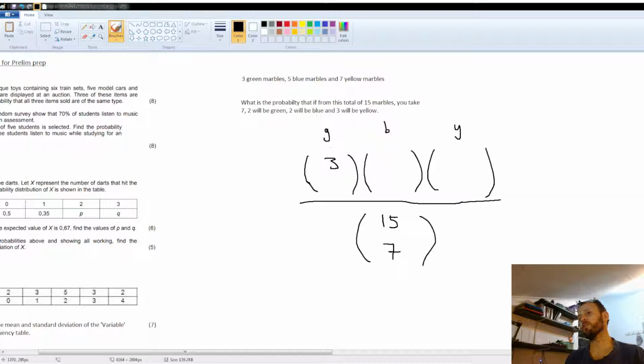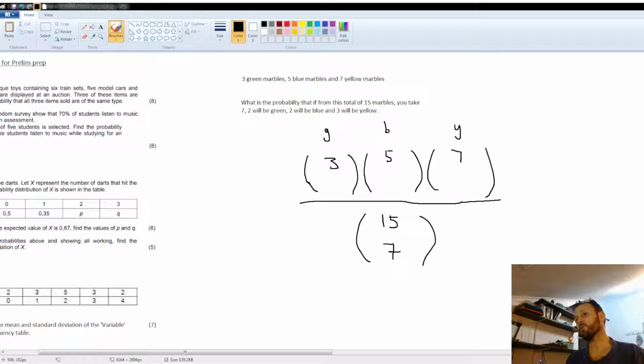How many green do you have? 3. How many blue do you have? 5. How many yellow do you have? 7. And now you simply write what you want. Hopefully you're seeing the pattern. The denominator is always the same. It's always easy. It's always the absolute total in combination with the total that you are selecting. 7 are being chosen from the 15. And the numerators are just the categories. The total of each category in combination with how many you want from that particular category.